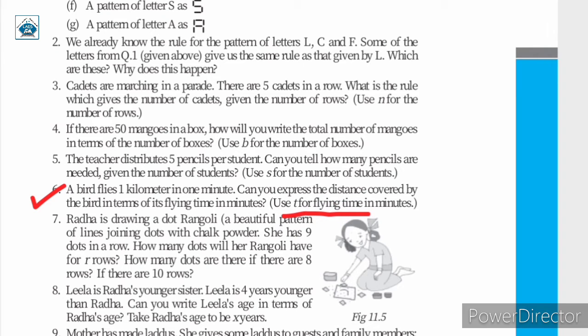So in this question we are given that a bird flies 1 kilometer in 1 minute. So what we have to do is we need to express the distance covered by the bird in terms of its flying time. Flying time we have to take as t, and the distance covered by the bird we have to express in terms of minutes. So let us see the solution.